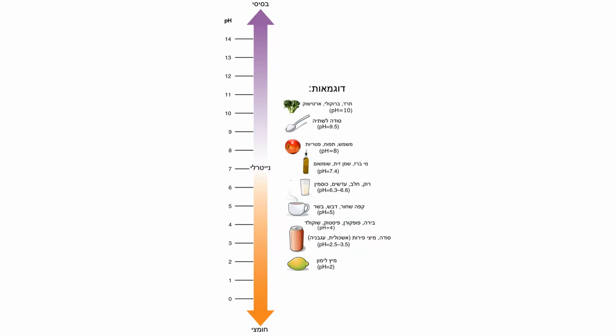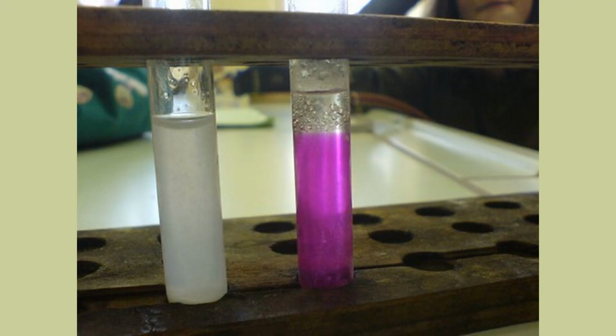A solution with a pH of 7 is considered neutral, while solutions with a pH less than 7 are acidic and solutions with a pH greater than 7 are basic. The pH scale is logarithmic, which means that a change of 1 pH unit represents a tenfold change in the hydrogen ion concentration. For example, a solution with a pH of 3 is 10 times more acidic than a solution with a pH of 4.